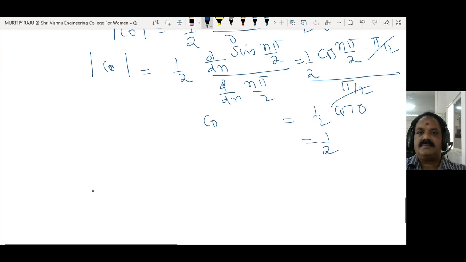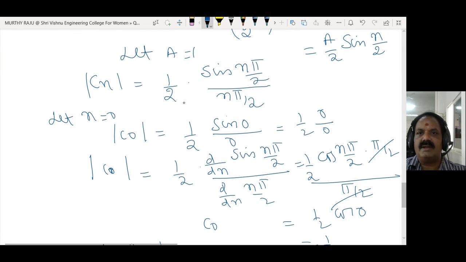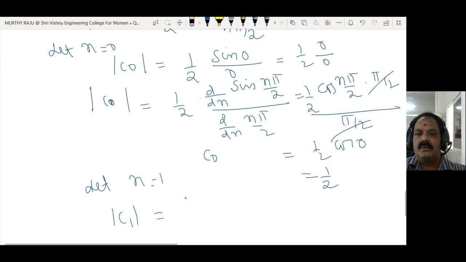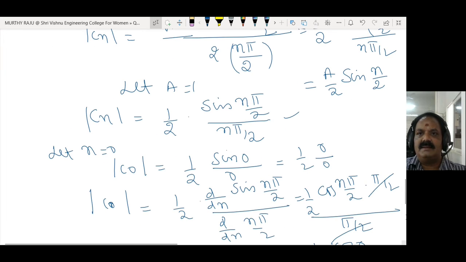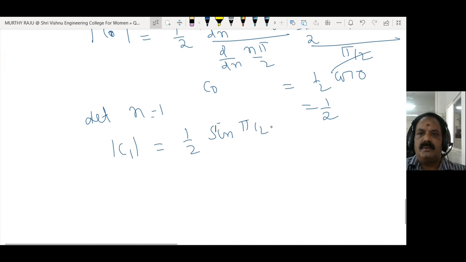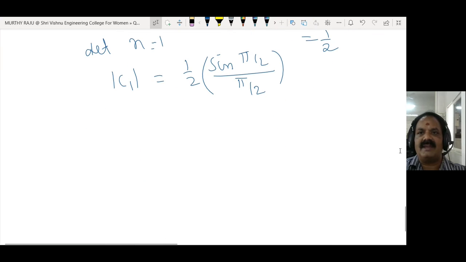Coming to n is equal to 1. Let n is equal to 1. Therefore, mod C1 is equal to, substituting n is equal to 1 in that expression, 1 by 2 sine n pi by 2 by n pi by 2, that is, sine pi by 2 by pi by 2 into 1 by 2. The 1 by 2 and 1 by 2 cancel.